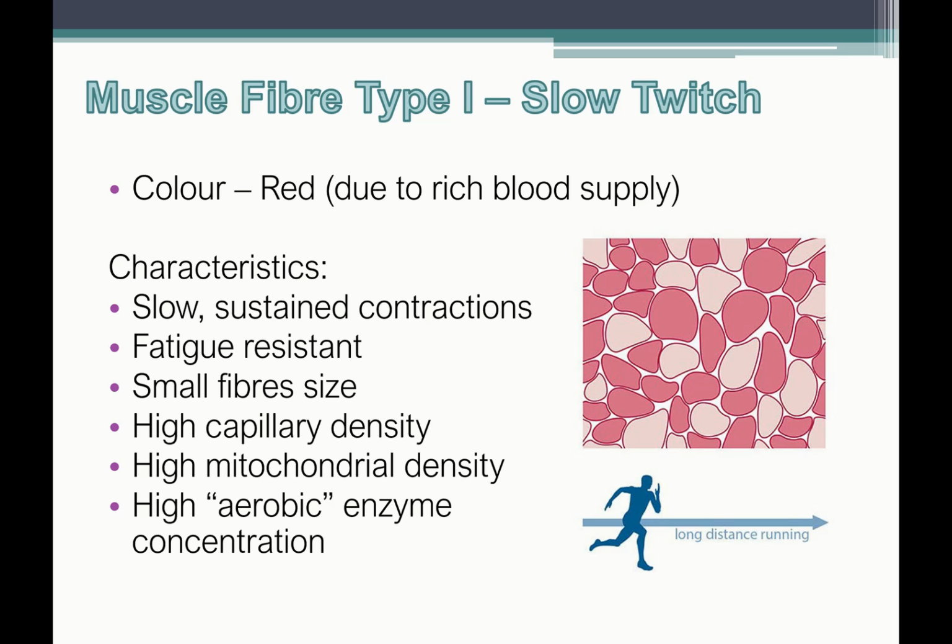Of course, we can use other examples. For example, football takes place over 90 minutes and therefore, again, we have to supply oxygen to those working muscles over an extended period of time. A game of rugby, which lasts 80 minutes, again would require type 1 fibers to keep the body moving, to keep it functioning, producing energy, using oxygen over a long period of time.